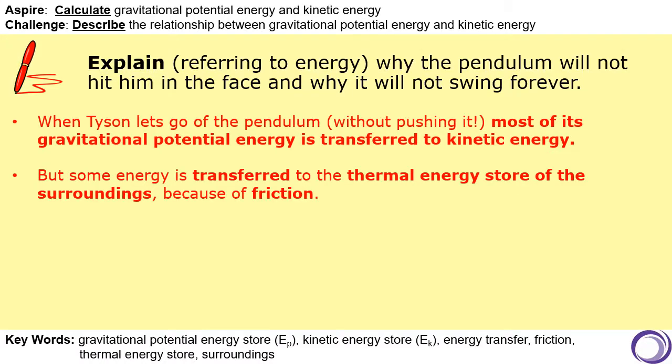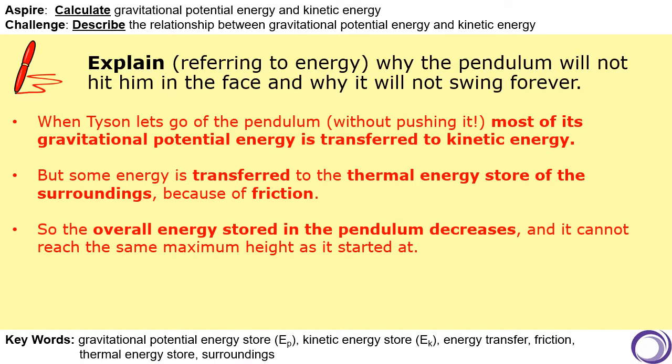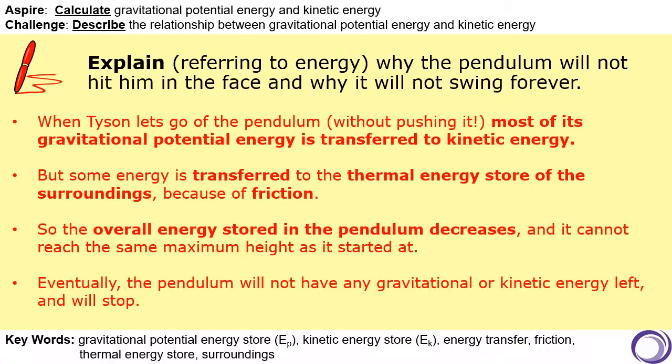But some of that energy is also transferred to the thermal energy store of the surroundings, and this is because of friction or air resistance. So because of this, the overall energy that's stored in the pendulum actually decreases, and it cannot reach the same maximum height as it actually started at. And eventually what will happen is the pendulum will not have any gravitational or kinetic energy left and will stop.